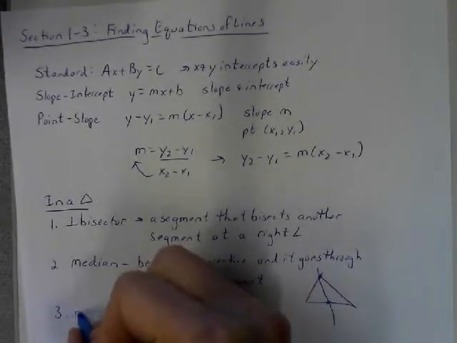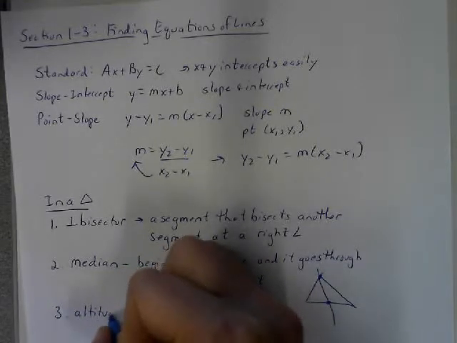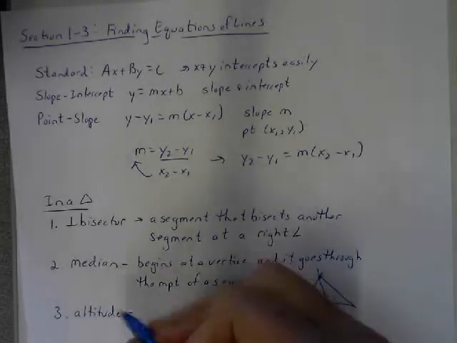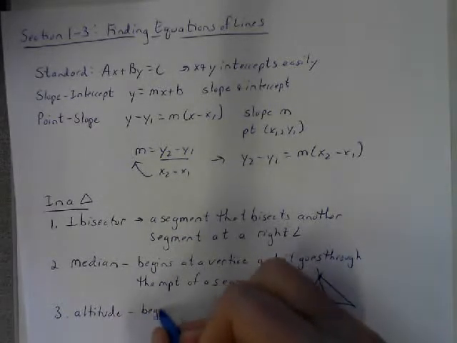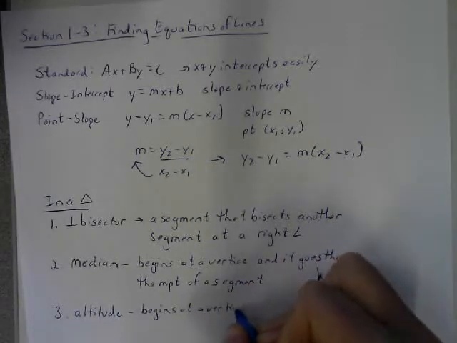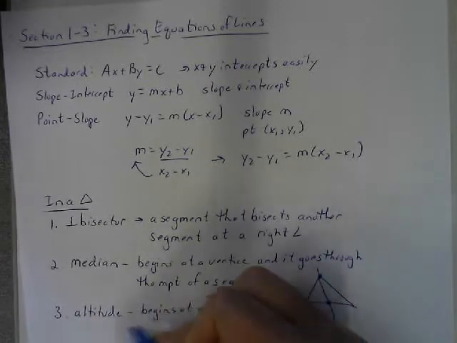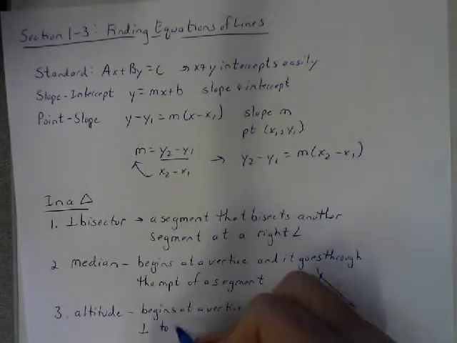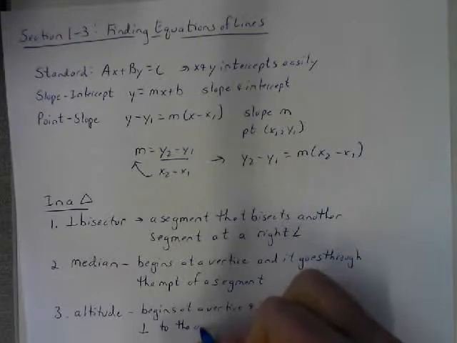Three, the altitude. The altitude is the line that begins at the vertice and is perpendicular to the opposite side of a triangle.